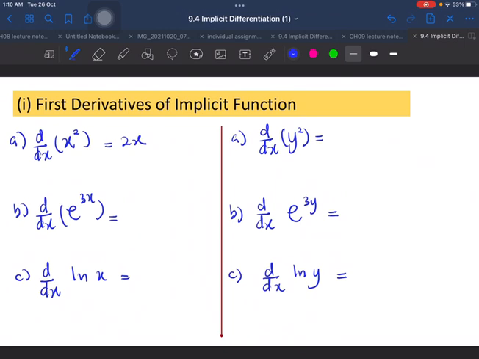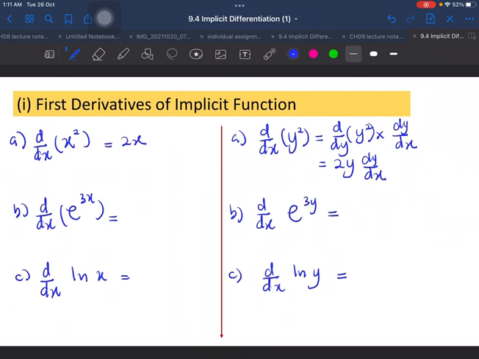Okay, how about if we want to find the derivative of y square with respect to x? That means we need to use the chain rule. d over dy for the function y square times dy over dx. We know d over dy of y square is 2y, times dy over dx. The answer is 2y dy over dx by using the chain rule.